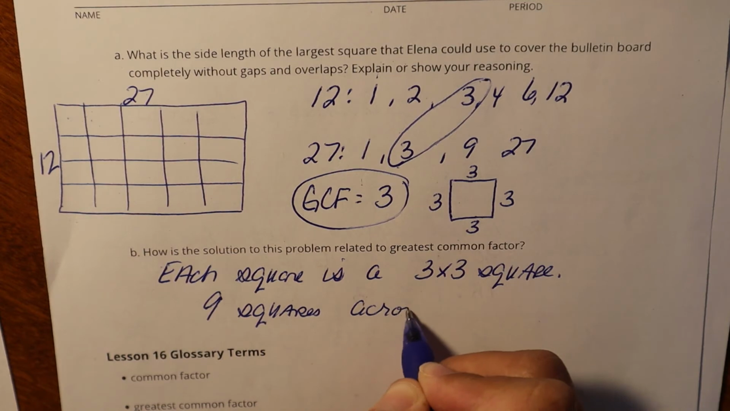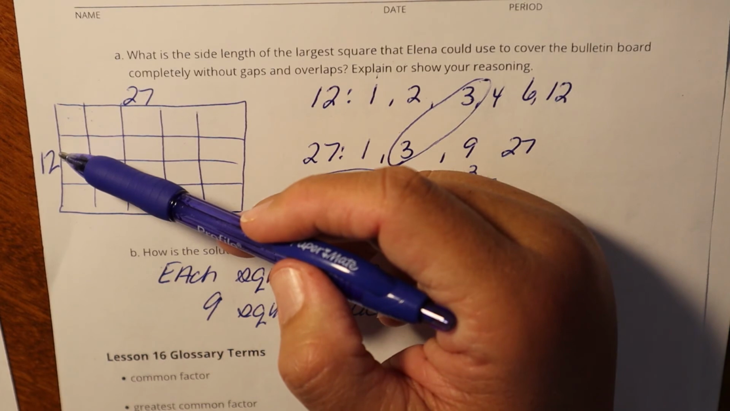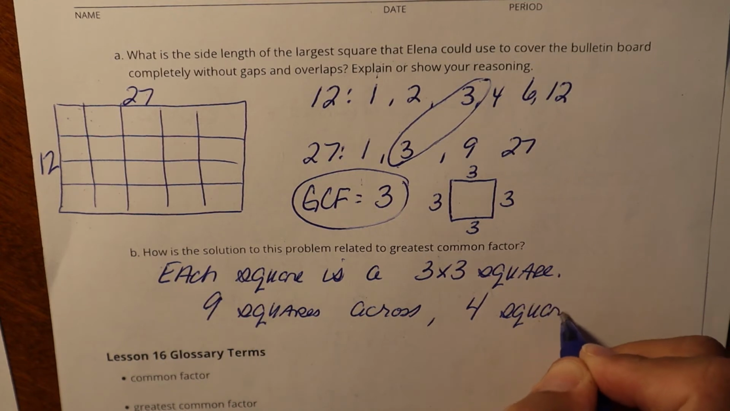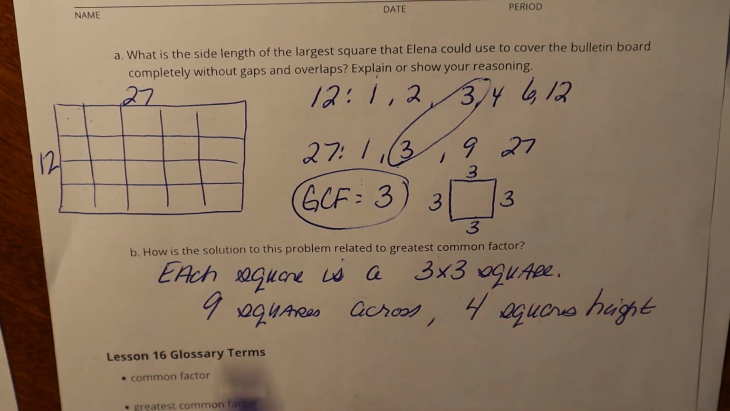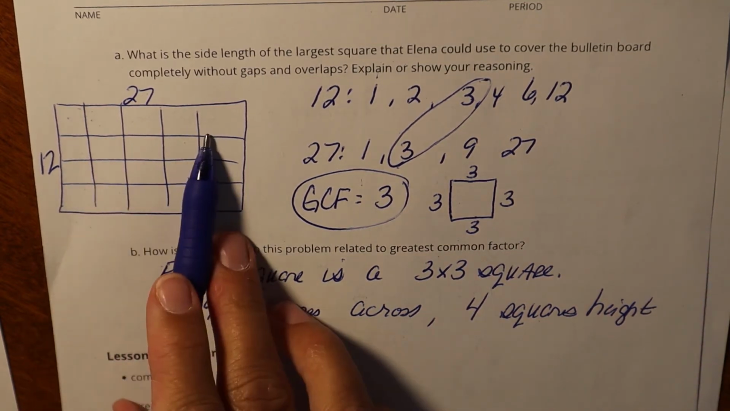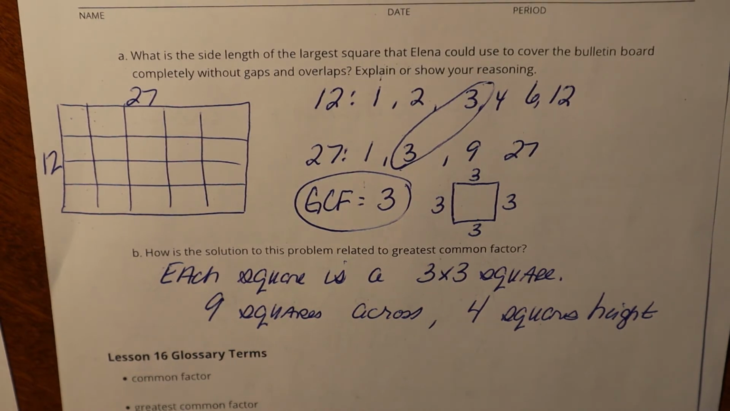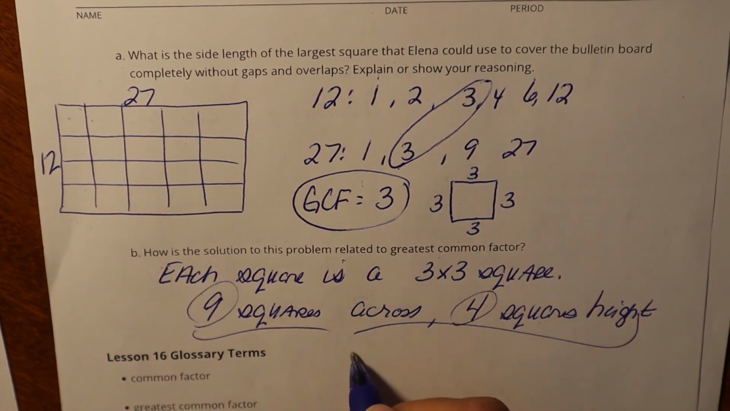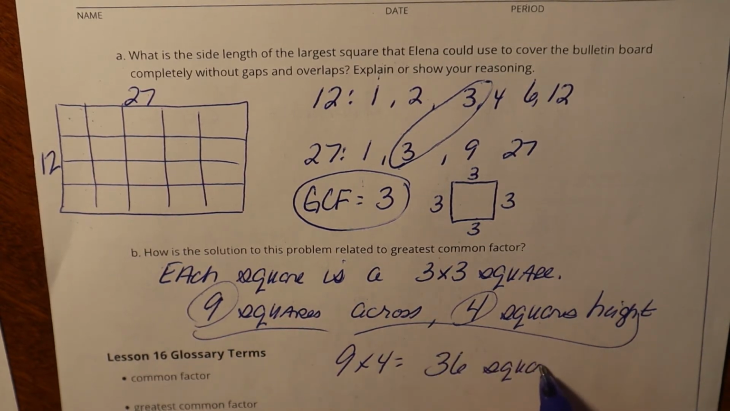squares across. And then if I had to put 3 by 3s down here, how many times does 3 go into 12? 4, so 4 squares height. So this is my bulletin board. I'd have a 9 by 4, and I could fit the squares in there. And how many total squares? We'd simply take 9 times 4, 36. So I would need to cut 36 3 by 3 squares to fill up my bulletin board.